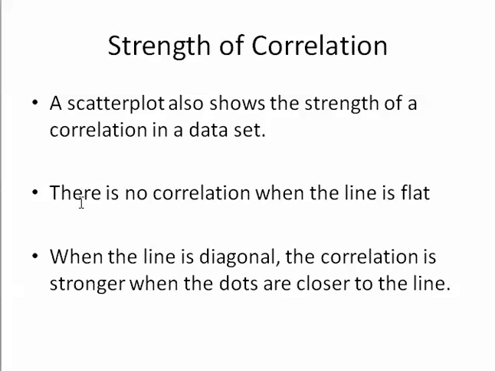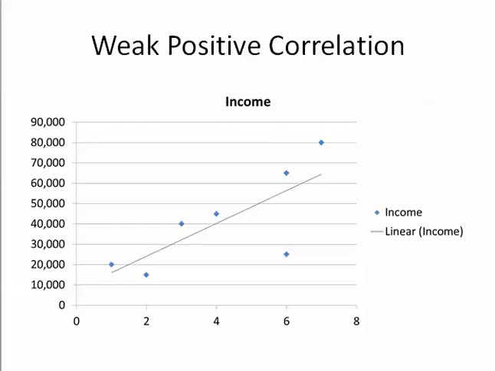If the line in the scatter plot is flat, in other words, if the dots aren't rising or falling from left to right, there's no correlation, meaning the correlation has no strength at all. But if there is at least some correlation in the data set, meaning if the line isn't completely flat, then the correlation is stronger when the dots are closer to the line. And I'll show you a few examples of this point.